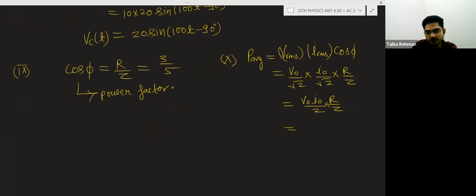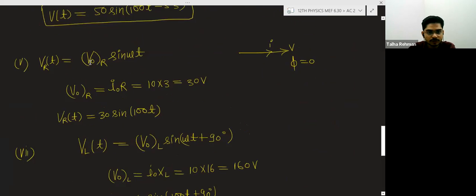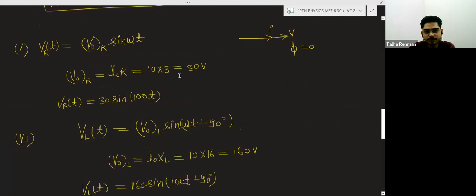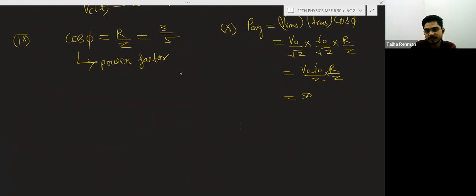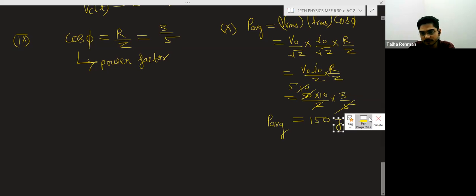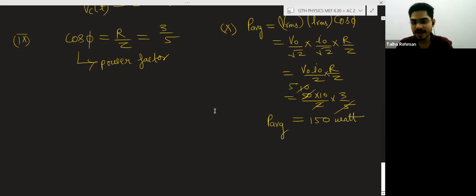Okay. So what is V naught? V naught is 50. What is I naught? 10. This is 2. What is R by Z? 3 by 5. So see what value you are getting. 5 tens are and 2 fives are, so you will get 150. Average power you will get 150 joule. Oh, not joule. Unit of power is watt. So 150 watt you will get. Okay, this will be your average power derivation.